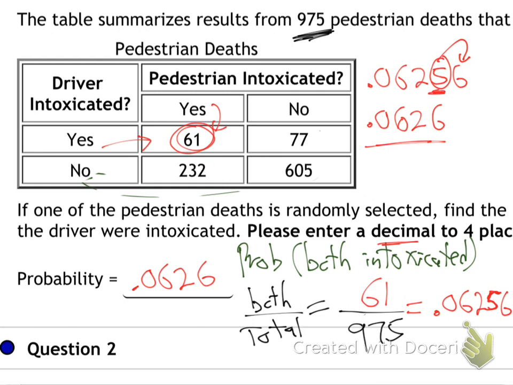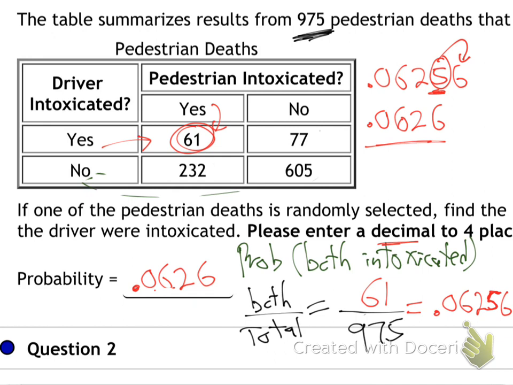What is that as a percentage? Only 2 places, so it'd be 6.26, right? Remember, percentage has 2 zeros, 2 places. So that'd be about 6.26%. In other words, among all the accidents in which pedestrians die, about 6% of them involve both being drunk, both the pedestrian and the driver. But they want the decimal. They don't want a percentage, but I just said that because we're used to thinking in percentages.